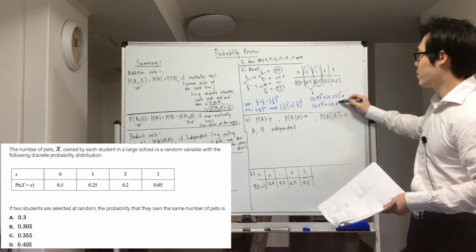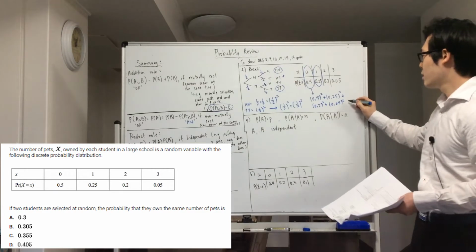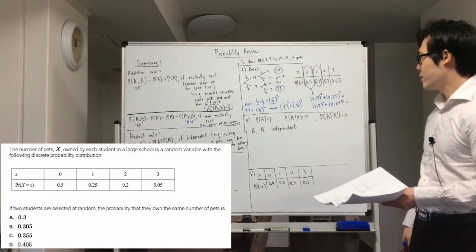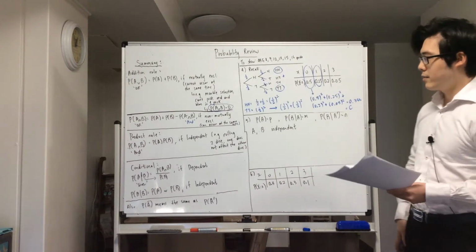So if they ask you a question like that from a table instead of a tree diagram, that's what you do. Yeah, so if you put all of this in the calculator, you'll get your answer. Answer is C. All right, let's have a look at question 5 now.